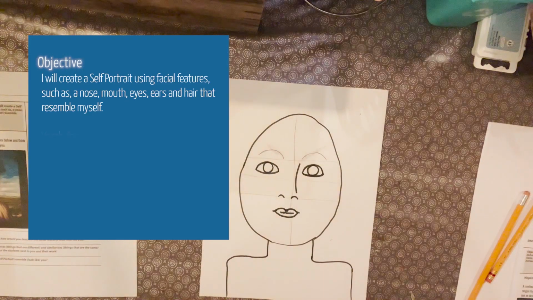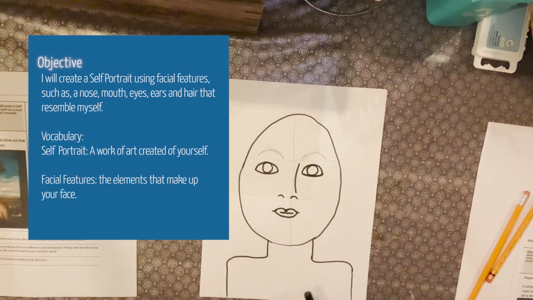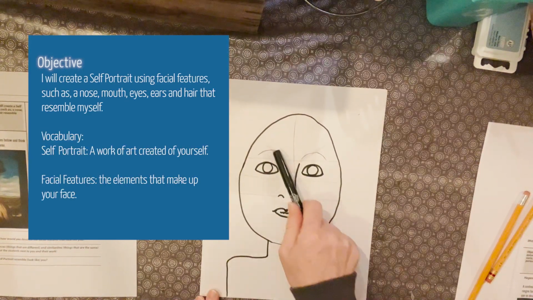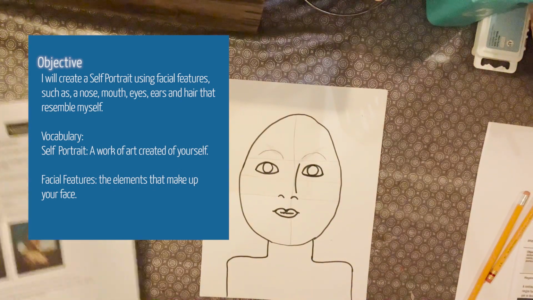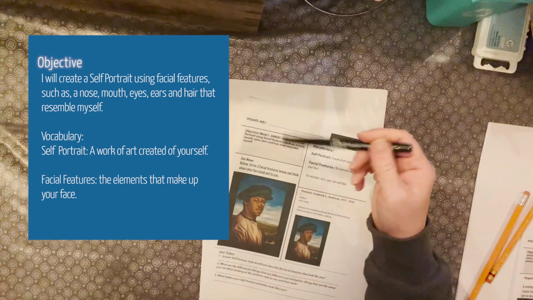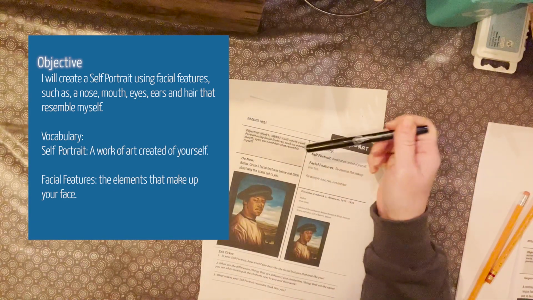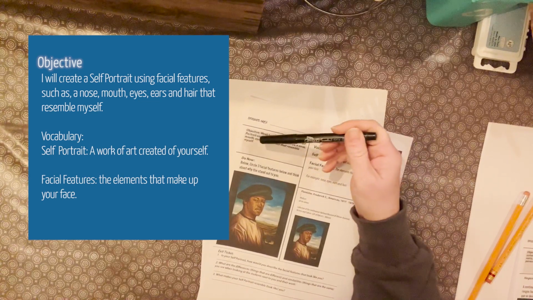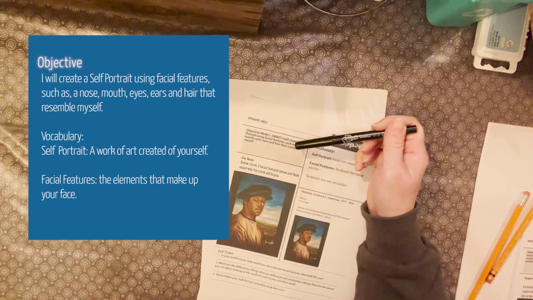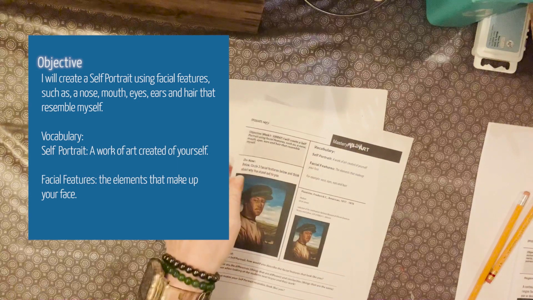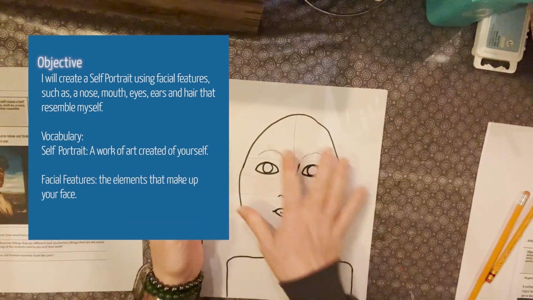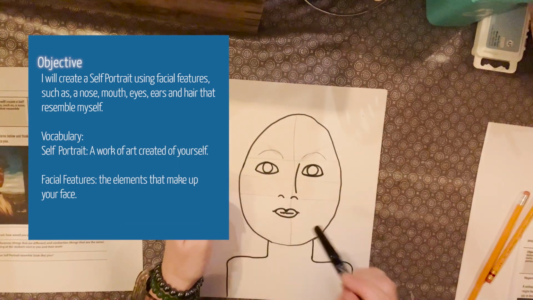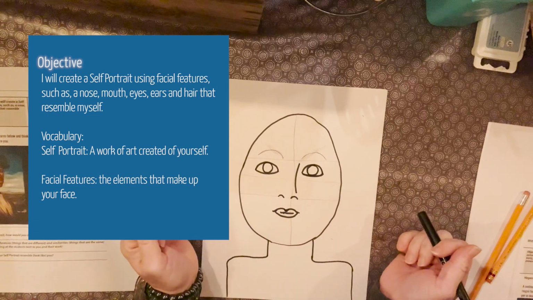You have your eyes, you have your nose, you have your mouth, you have some eyebrows. So when we look at our objective, we see what kind of features are we going to have, such as a nose, mouth, eyes, ears, hair. And then we're going to make it resemble ourselves. So right now we have the eyes, the nose, the mouth, and we don't have the hair.